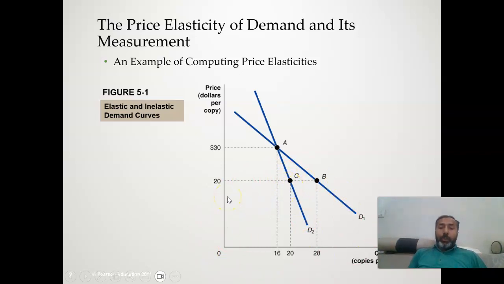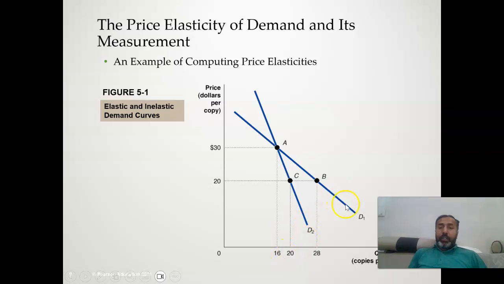If we put these values in our formula and calculate the price elasticity of demand, we will see that D1 is more elastic than D2. Why? Because there is the same percentage change in the price, from 30 to 20, in both cases D1 and D2. But when we were at D1, the change in the quantity demanded is bigger than the change in the quantity demanded in case of D2.